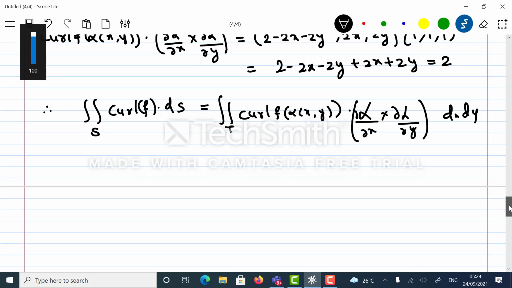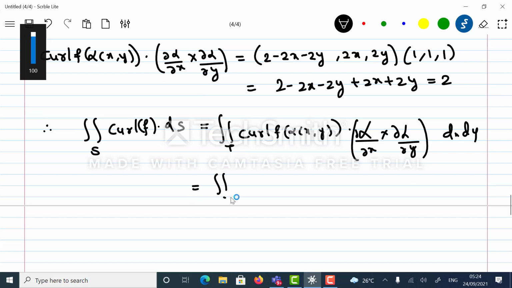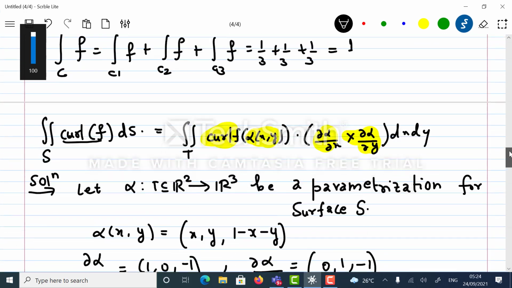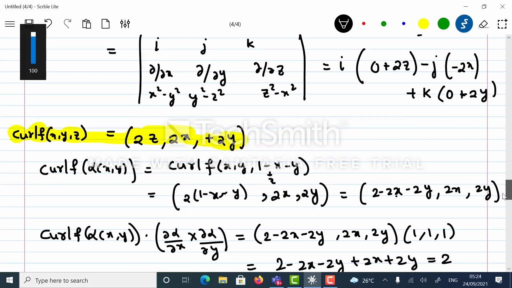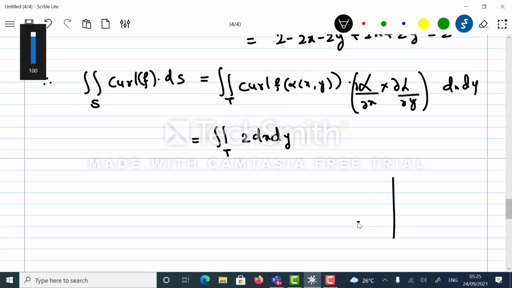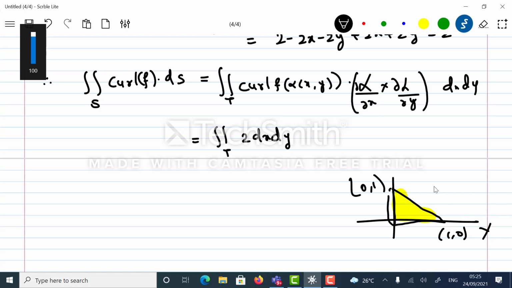And we have already calculated this factor completely. So this is the double integral over T of 2 dx dy. Now what is T? T is very clear. If you take the projection of this tetrahedron in the xy plane, then it will be straight away a triangle. So this is how my T is. Here it is (1, 0) and (0, 1) on the xy plane, and this is x plus y less than or equal to 1.